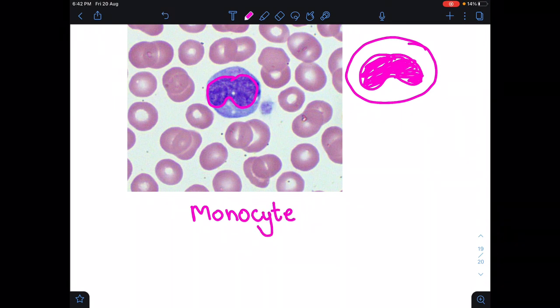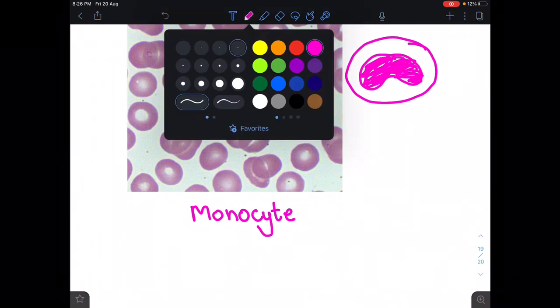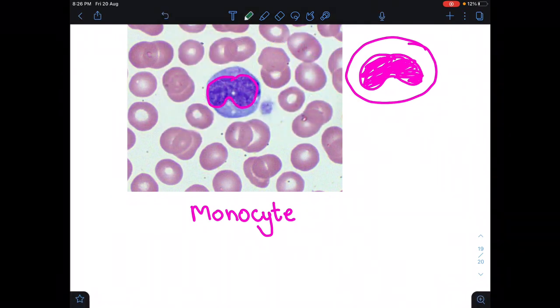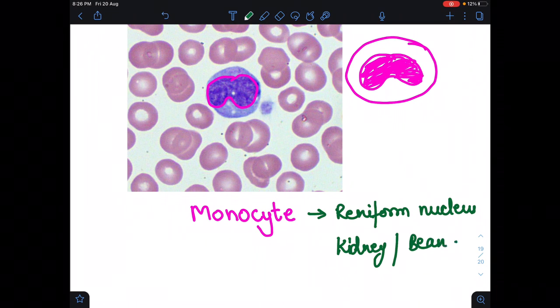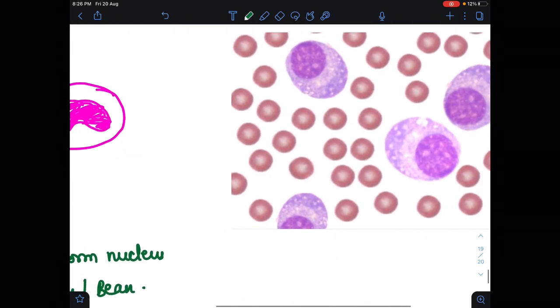So as we see here, it is a monocyte because its nucleus is reniform, or we can say kidney form or bean shape. So reniform nucleus, or we can say kidney or bean shaped nucleus, is seen in monocytes. In this way you can identify the microscopic image of a monocyte.